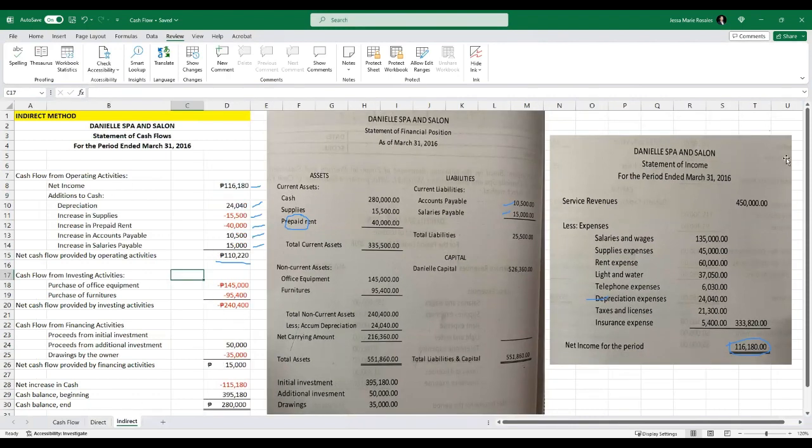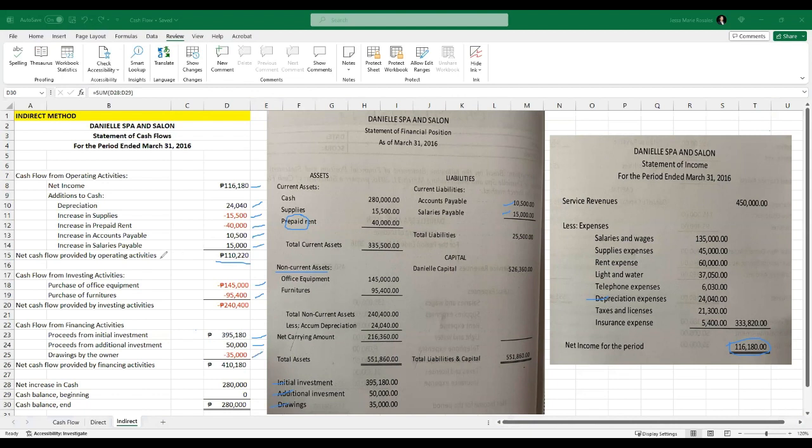Cash flow from investing activities, same lang gihapon. Ang atong tan-awon is the increase sa non-current assets. So nag-increase og 145 ang office equipment, nag-increase og 95,400 ang furniture. Nagpalit ta. So outflow na siya, minus. Okay, ug katong correction nato ganina, 395,180 ni siya dapat. Zero ang beginning balance. And then same lang pod sa financing activities. So naka-receive ang business og initial investment gikan sa owner, tapos nag-additional investment, so i-add na siya sa cash received. And then drawings na 35,000, so minus na siya.